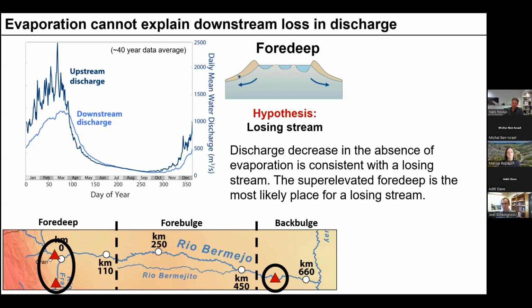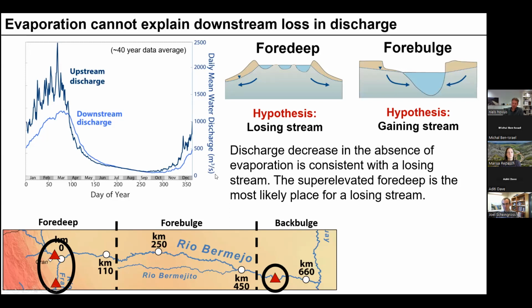So if we really want to know, is the foredeep a losing stream? Then we also have to answer our second hypothesis or prove our second hypothesis. And if we're systematically gaining discharge, or we have some groundwater input that we can document in the forebulge, then it would seem most likely that this discharge loss is happening in the foredeep. So let's look at the second part, the second hypothesis, that in the forebulge, because of incision, we're actually expecting to gain some discharge and have this input of groundwater.